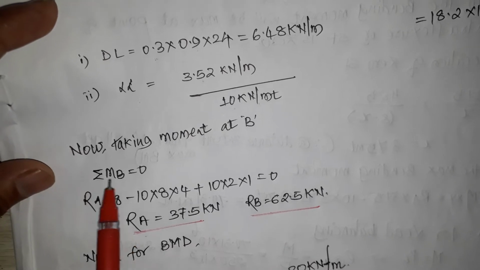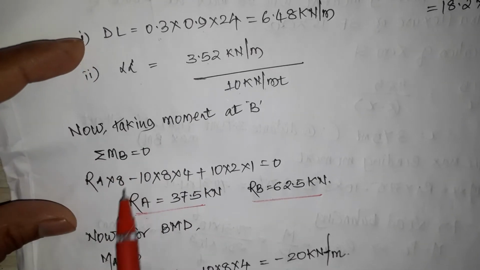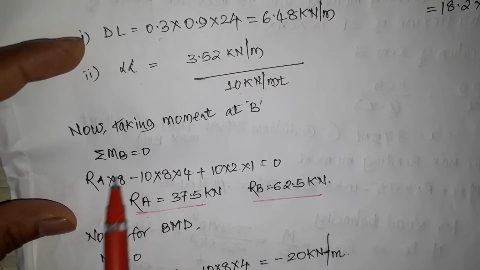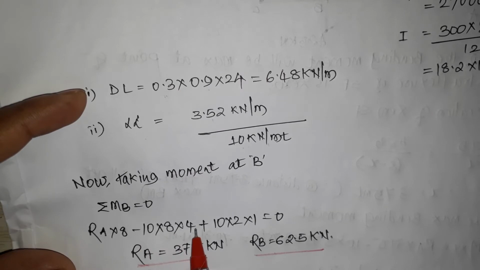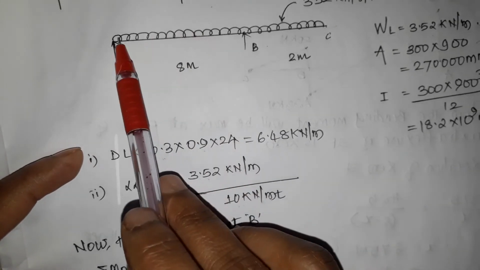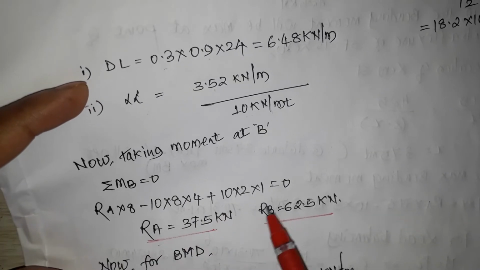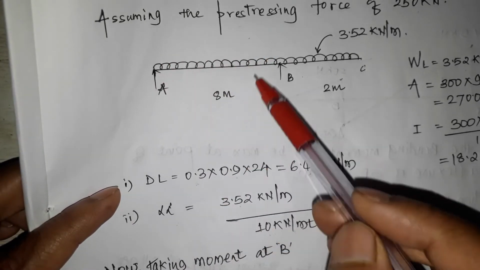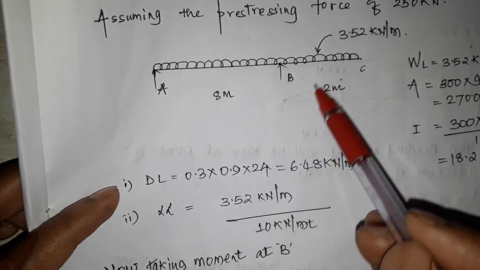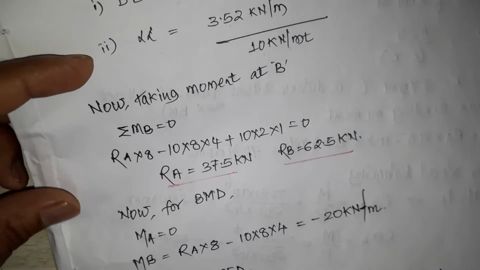So we have to take moment at B. The moment at B is equal to 0: RA into 8 minus 10 into 8 into 4. That is the total load acting on the span, 10 into WL by 2, and again WL by 2 for the overhang, is equal to 0. You can see minus and plus. The span portion is acting one way, and the overhang portion is acting the other way, anti-clockwise and clockwise, so we have to understand plus and minus.